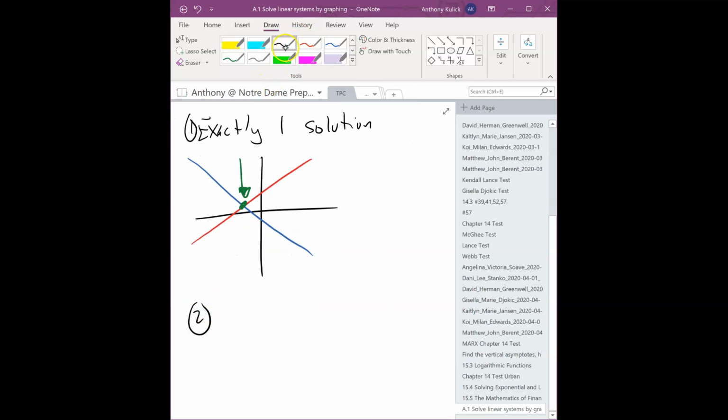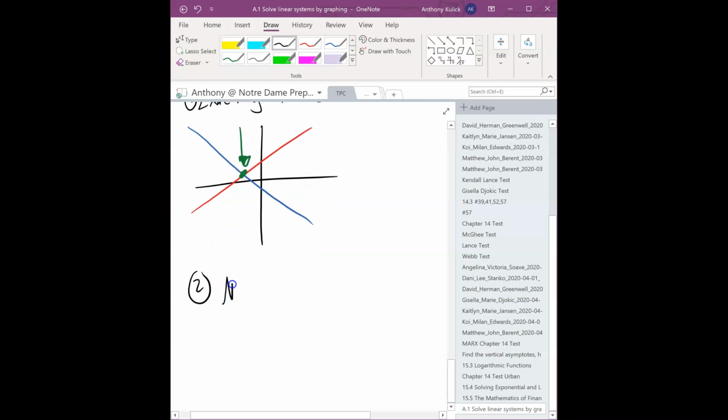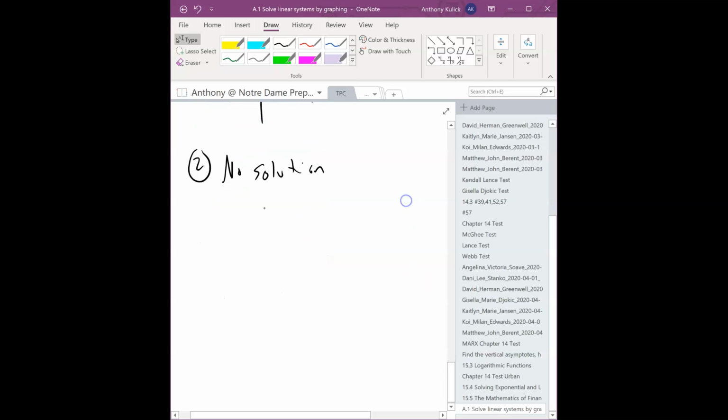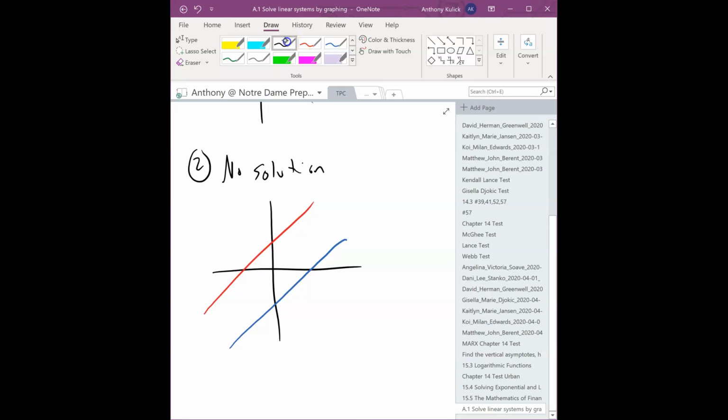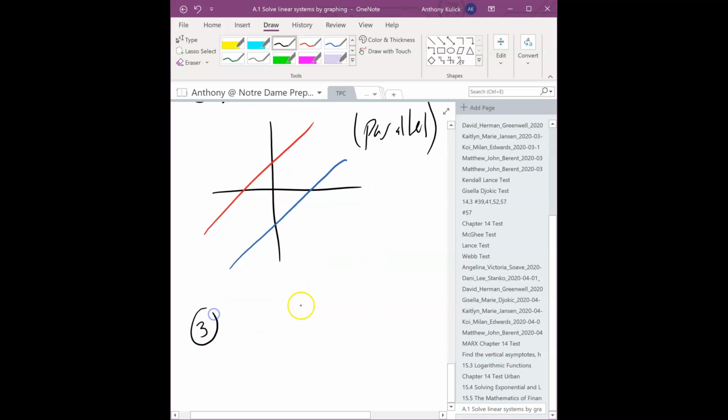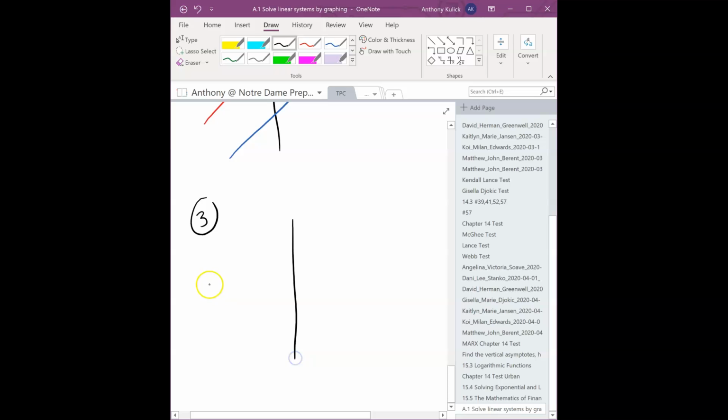The next situation is when we have, let's give this a name, no solution. What that's going to mean is that our 2 lines never cross, i.e. they're parallel. So if there's no place where they share a common xy, there's no xy that satisfies both equations.